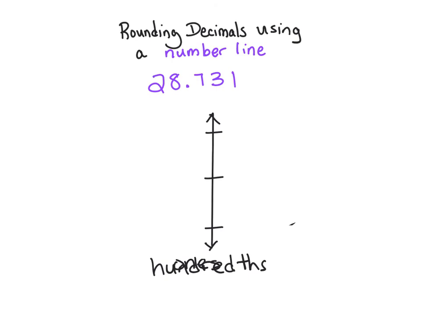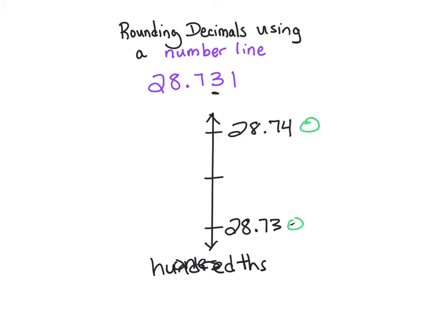In the next example, we are asked to round to the hundredths place. The digit in the hundredths is the 3. So for my low, I'm going to put all of the digits over to the 3, which is 28 and 73/100. For my high, I'm going to add 1/100 to that. So that would be 28 and 74/100. To determine the midpoint, I can again add a 0 if necessary.